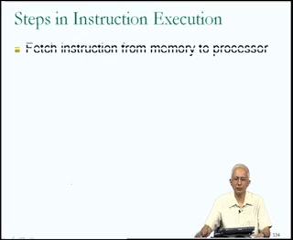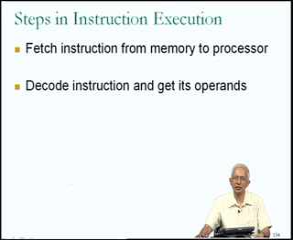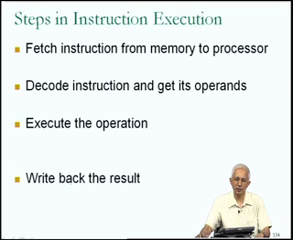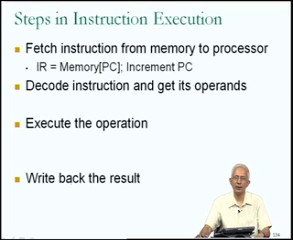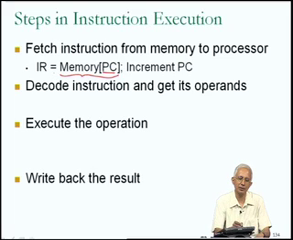So the steps in instruction execution we can now talk about as follows: fetching the instruction from memory to processor, decoding the instruction and getting its operands, executing the operation and writing back the result. Fetching the instruction involves 2 operations. One is sending the program counter value to memory. Memory will respond by looking up the current contents of that memory location and sending it back to the processor, which stores that instruction into the instruction register. In addition, the processor will increment the program counter, which, as far as the MIPS1 instruction set is concerned, is the same as PC = PC + 4.